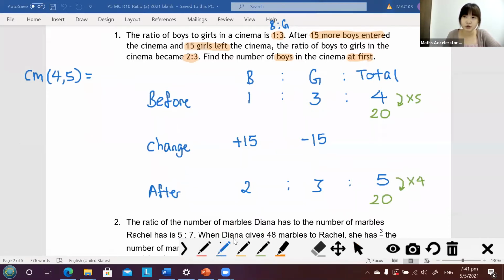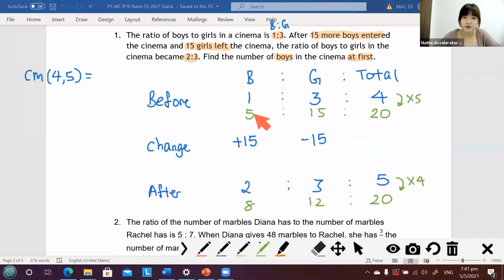So if it's ratio, you cannot just times 5 to one of it. You have 3 items, you times 5 throughout. So do the same for the 3 here. 3 times 5, 15. 1 times 5, 5. Same for the after ratio. You're going to have 3 times 4, 12. And 2 times 4, 8.